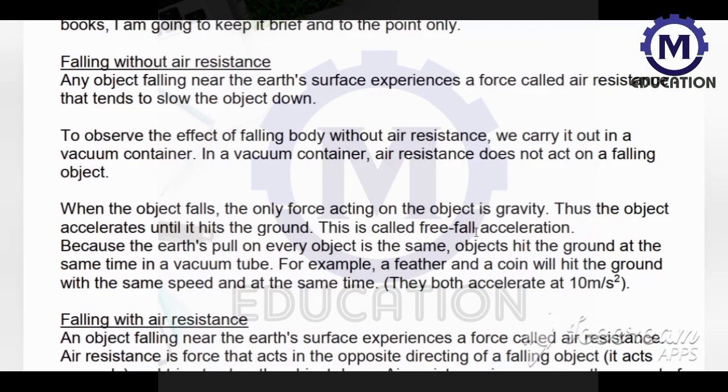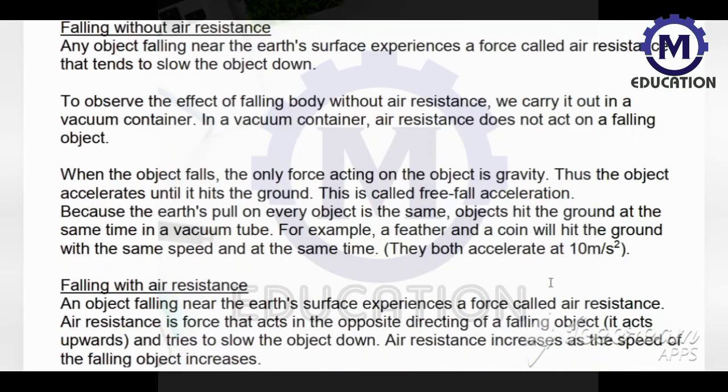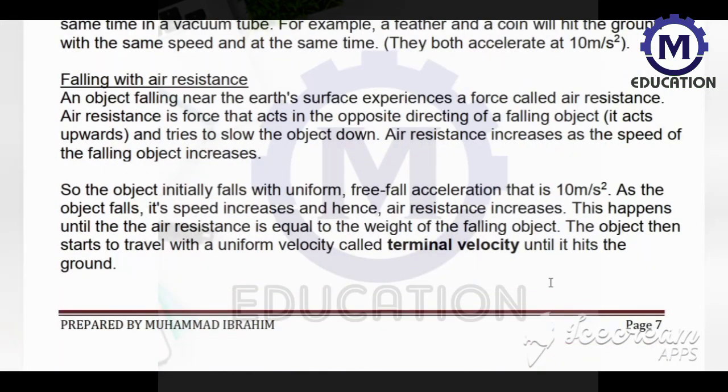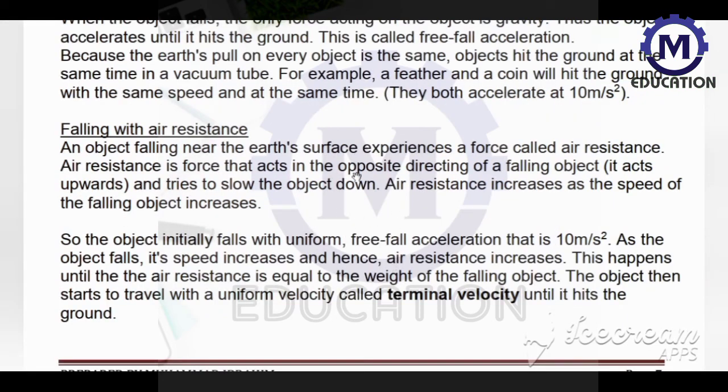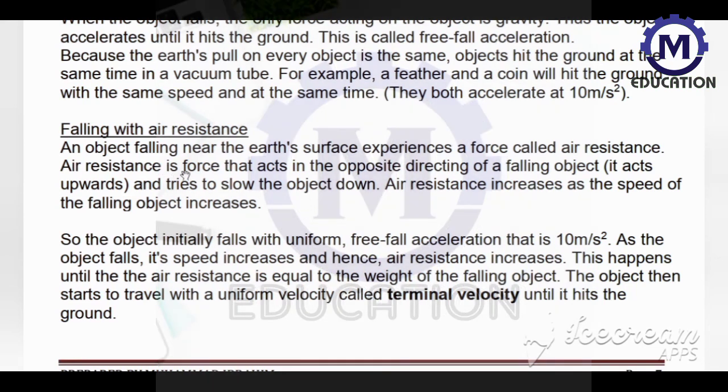This is called free fall acceleration, because the Earth's pull on every object is the same. Objects hit the ground at the same time in a vacuum tube. For example, a feather and a coin will hit the ground with the same speed at the same time. They both accelerate at 10 meters per second squared, but actually this does not happen on the surface of Earth due to the presence of air resistance. Air resistance on a feather is much greater than that on a coin.